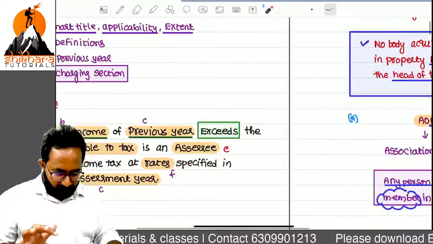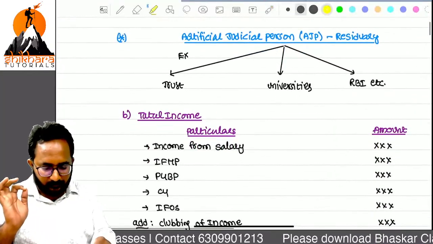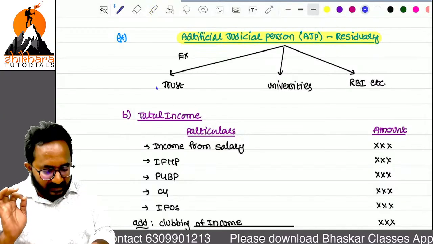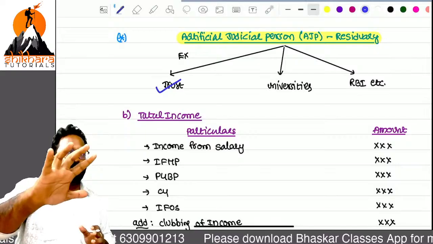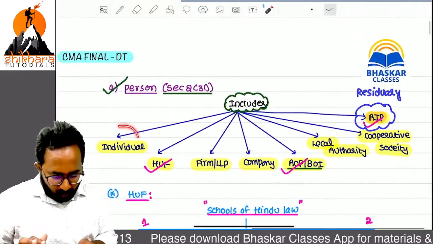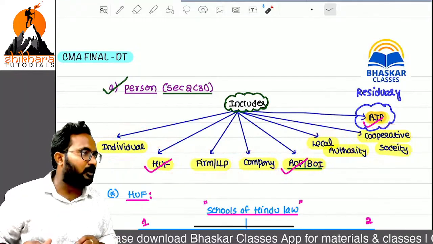Now I want to tell you some examples. What are the examples? Artificial judicial person means residuary. Example, ma? Trust. So charitable trust. Can you classify a charitable trust into any one of these categories? No. So that's why it has a place in the what, ma? AJP.